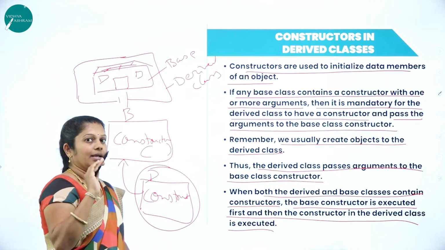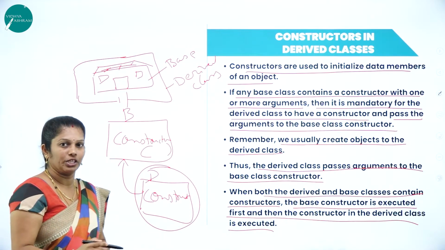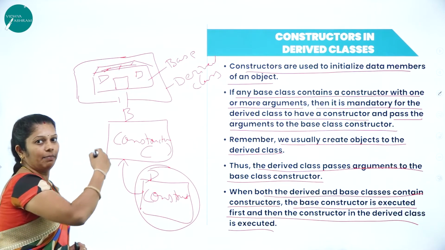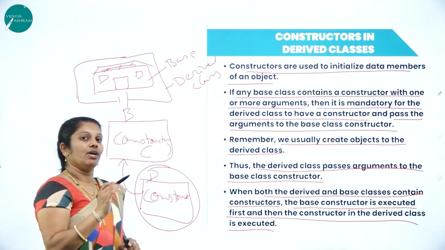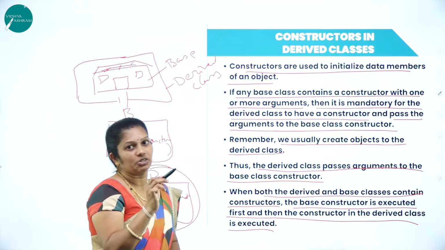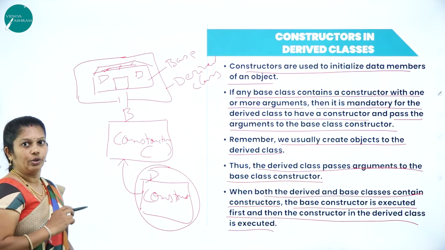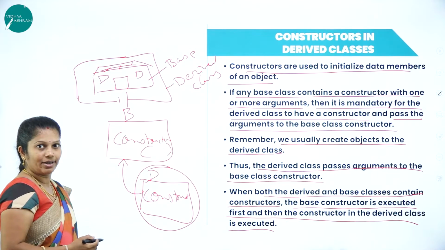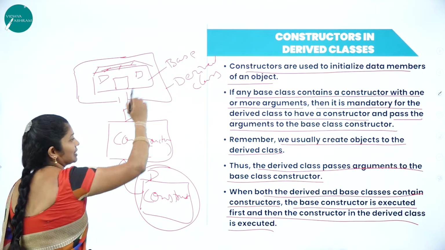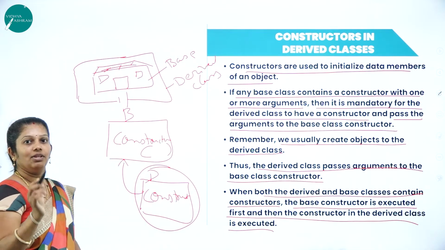For example, construction means constructing a particular memory space, or constructing a building. If I want to construct a building with a compound, first we construct the building, then later we construct the compound. It means that if we have constructors in both the base class and the derived class, then the base class constructor will execute first, then later the derived class constructor will execute.